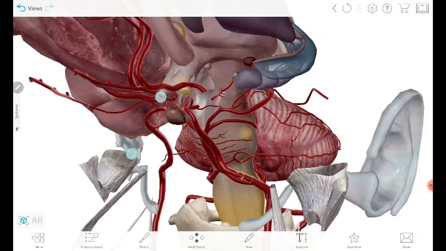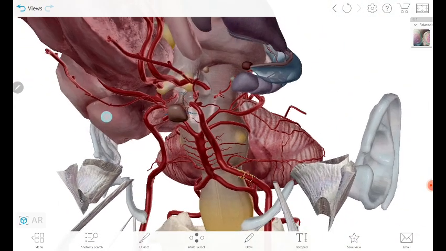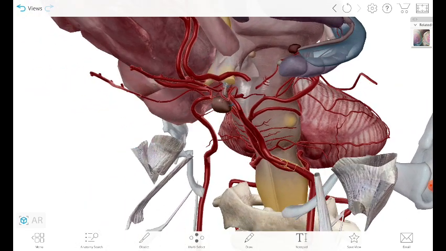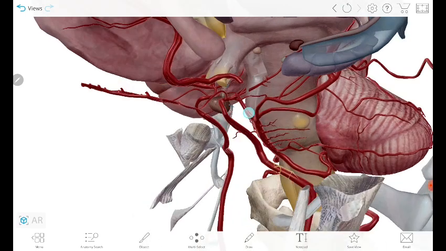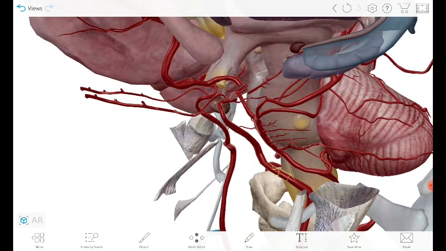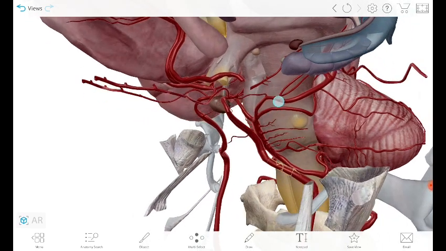Now we can also see one branch which is traveling anteriorly. So this branch over here, which is traveling anteriorly from the internal carotid artery, is the ophthalmic artery. It passes into the orbit and supplies the eye. So this here is the ophthalmic artery.